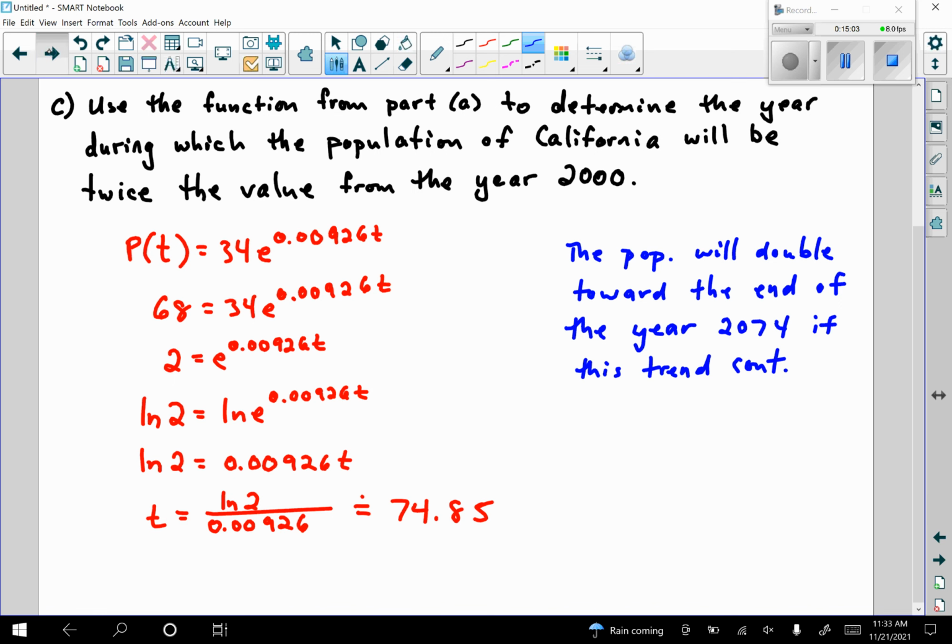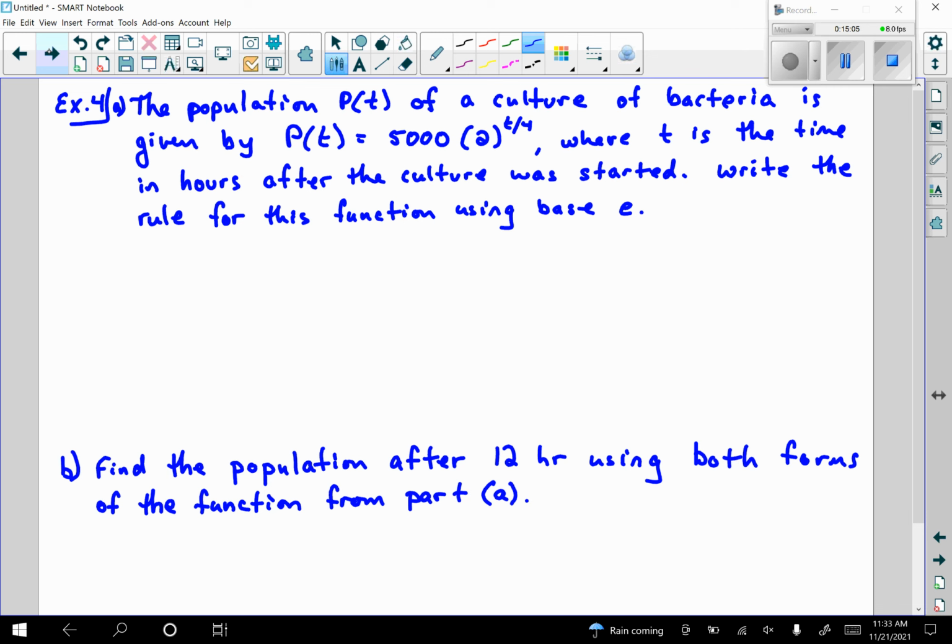Okay, let's take a look at our next example. This now is going to be an example of writing an exponential function with base e. So again, pause the video to copy down example A. And in this example, it tells us the population P of t of a culture of bacteria, it's just like a sample of bacteria, is given by P of t is equal to 5,000 times 2 to the t divided by 4, where t is the time in hours after the culture was started. We're going to write the rule for this function using base e. So again, pause the video if you need more time to copy that down.